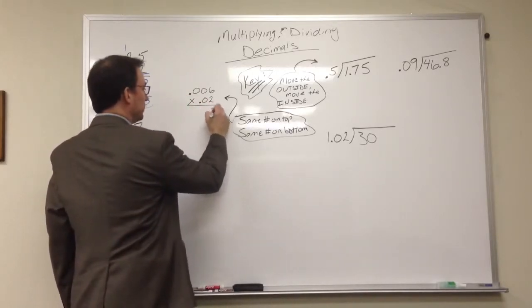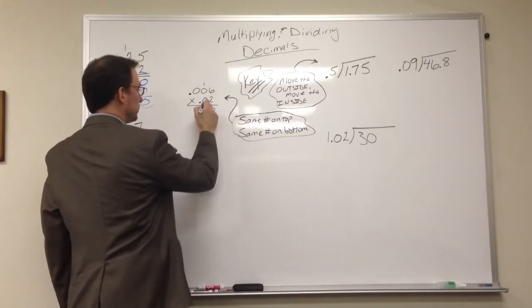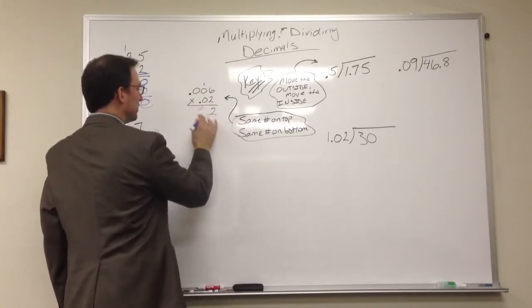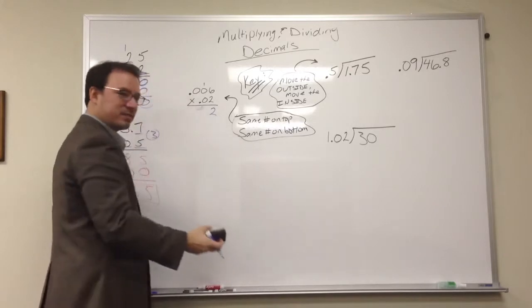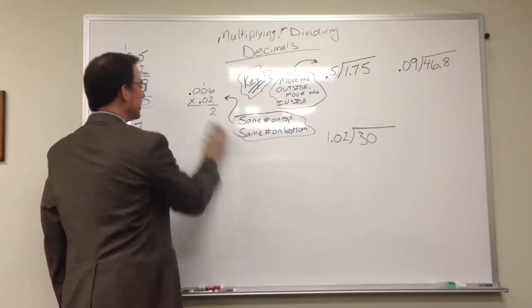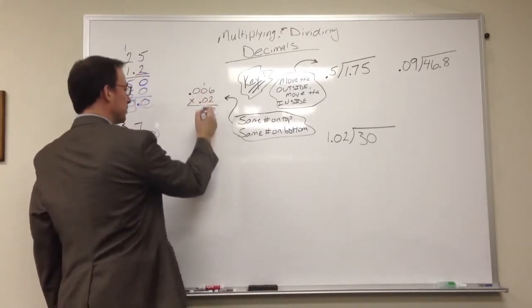So we have 12, and that comes down to, whoops. Well, that was fun. Don't you love when you do that? All right, so 2 times 0 is 0, plus 1 is 1.